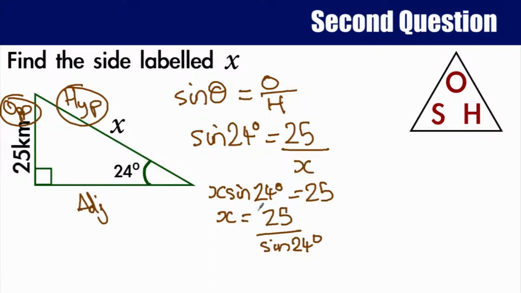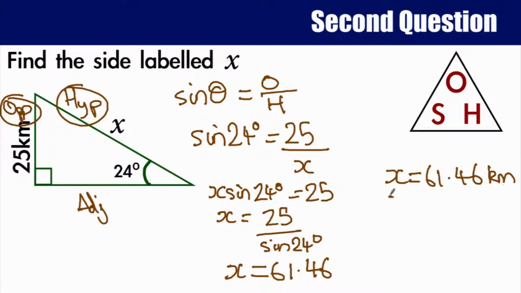So let's enter this into our calculator. We have 25 divided by sine 24 equals 61.46. So there we have the answer. Finally, the final answer would be x equals 61.46, and our measurements are in kilometres, so 61.46 kilometres. And there's our final answer.